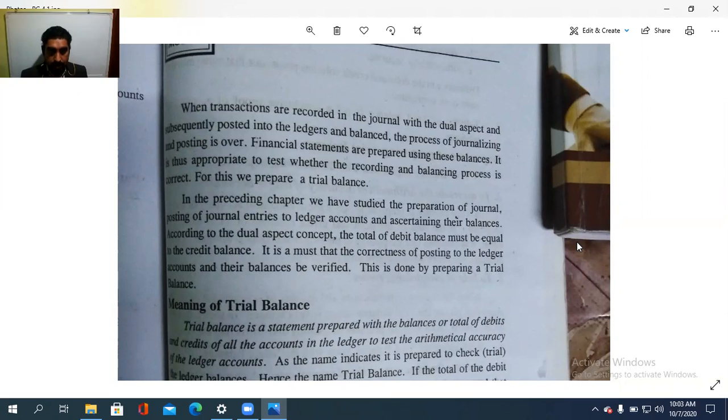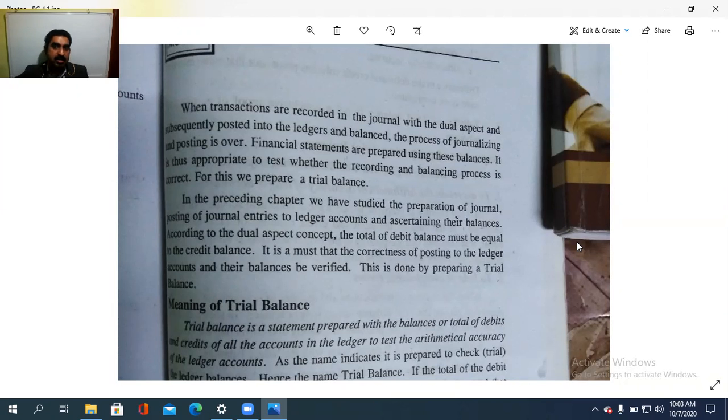So according to the dual aspect concept, the total of the debit balance must be equal to the credit balance. It is a must that correctness of the posting to the ledger accounts and their balances should be verified. This is done by preparing the trial balance.